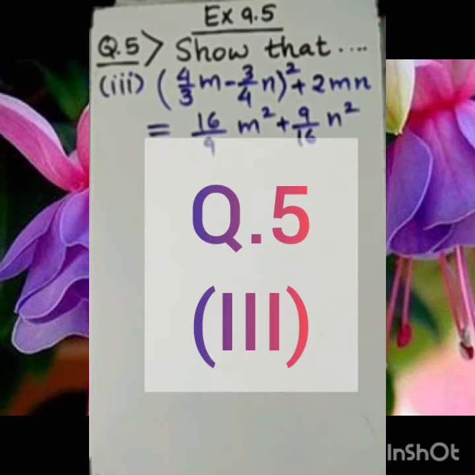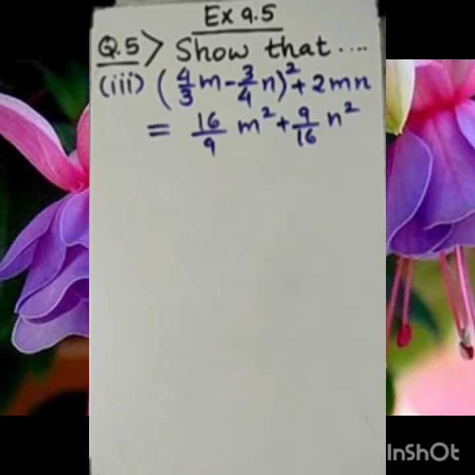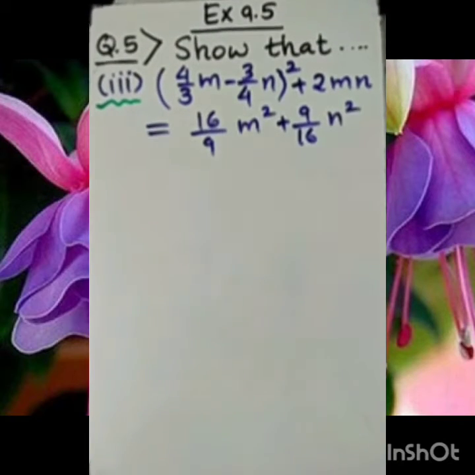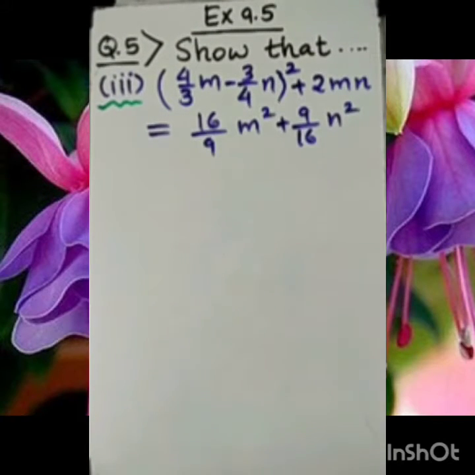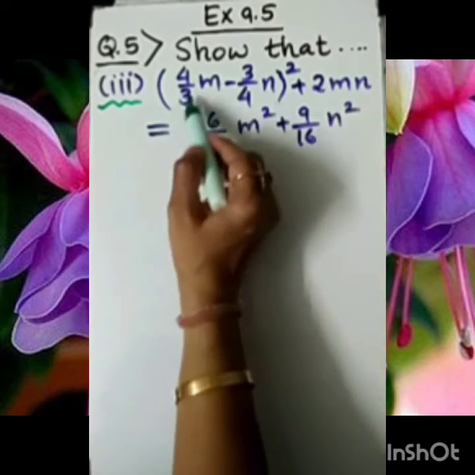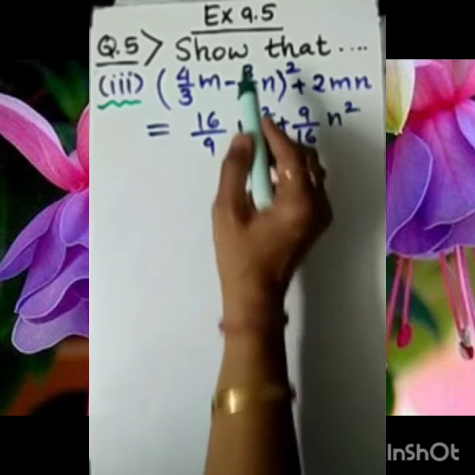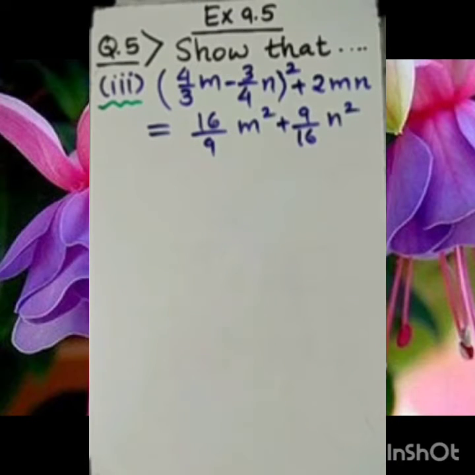Okay, my dear students, now we'll work out question number 5. It's the third question, very important for the exam purpose and for the knowledge purpose also. Reason behind that, here we are going to apply the identity for rational numbers, that is fractional numbers, right?